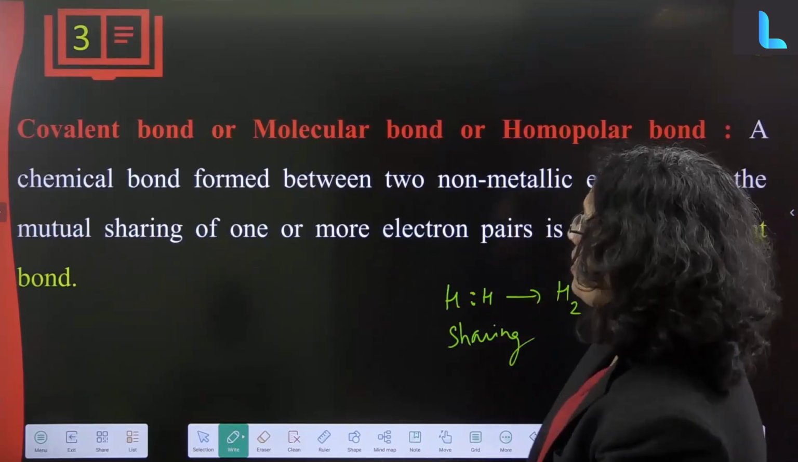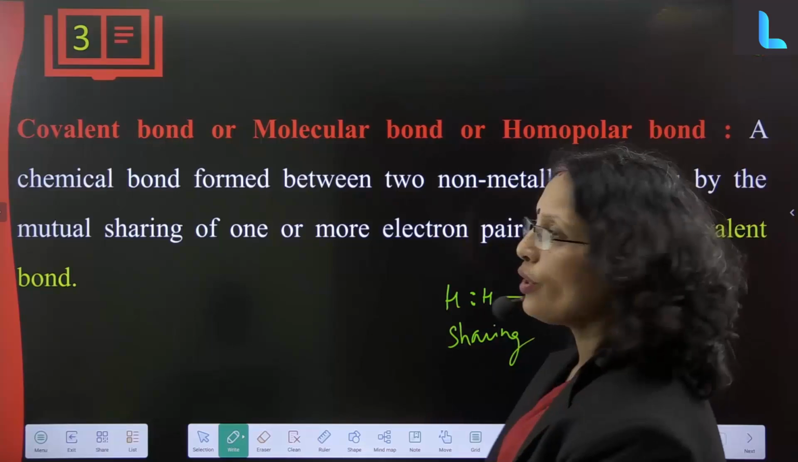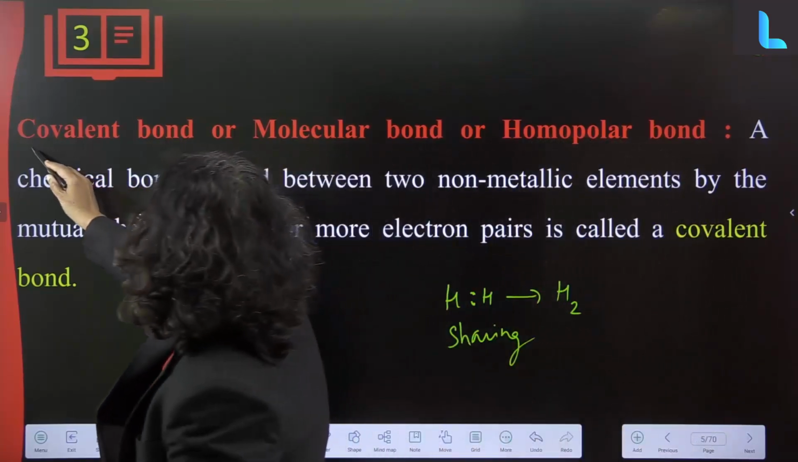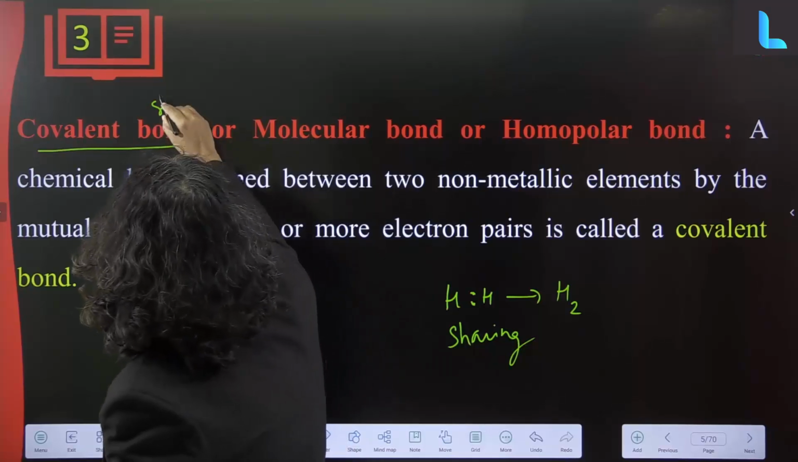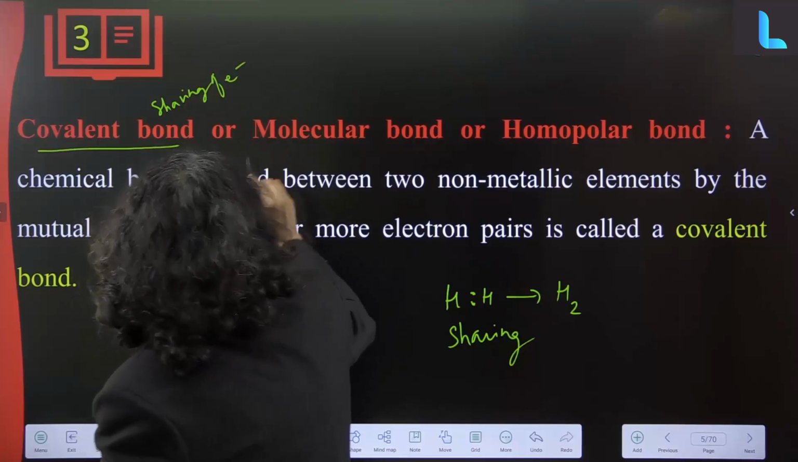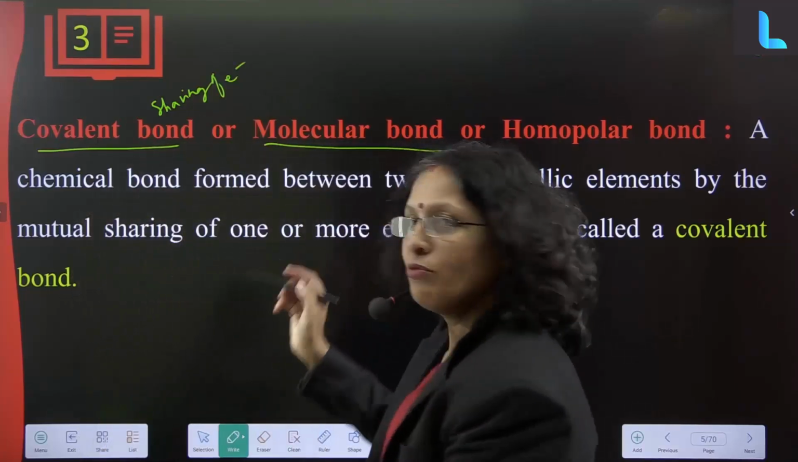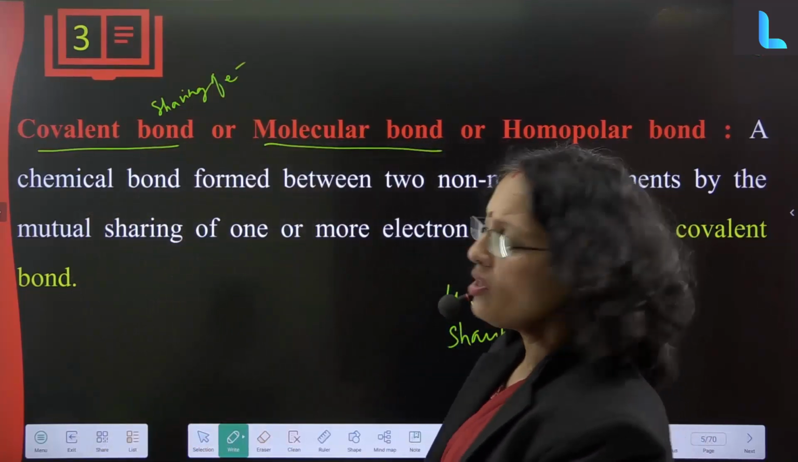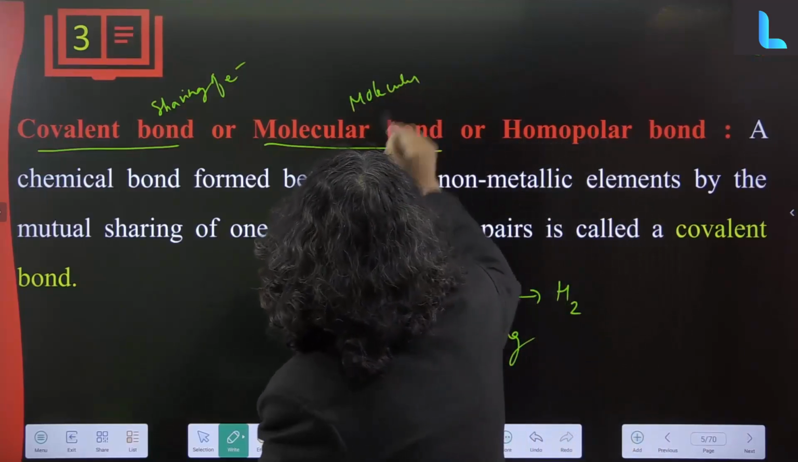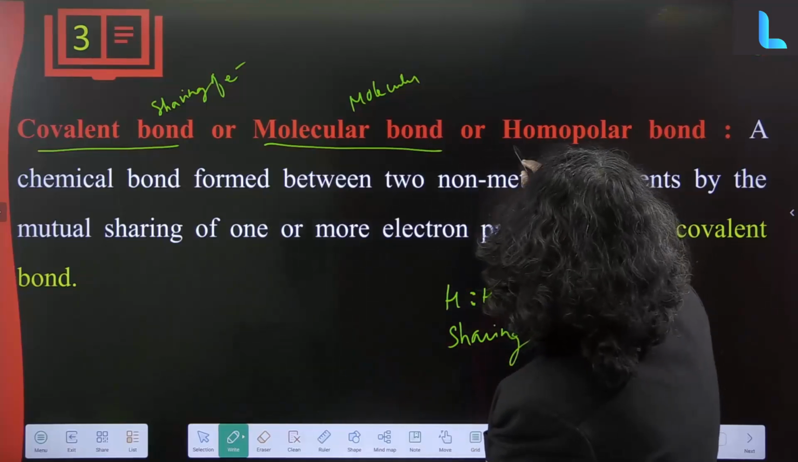Next we are seeing the covalent bond, or molecular bond, or homopolar bond. First we will see the covalent bond: a bond formed by sharing of electrons. How does the bond form? By sharing of electrons. It is called a molecular bond because the compounds exist in the form of molecules and cannot undergo ionization.